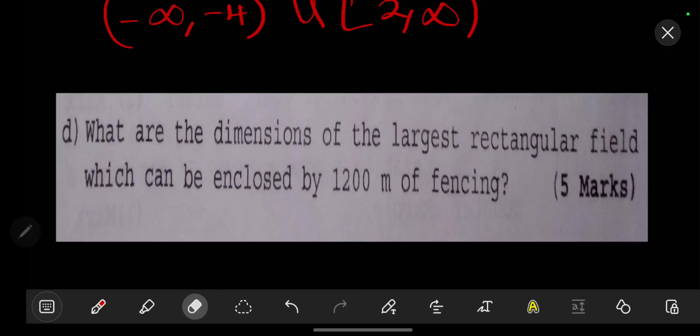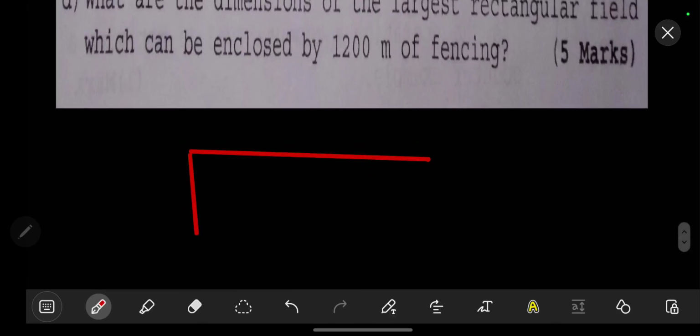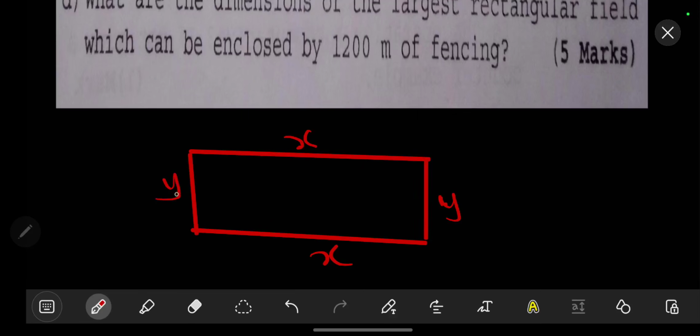So the next one is saying, what are the dimensions of the largest rectangular field which can be enclosed by 1,200 meters of fencing? So already it is a rectangular field, meaning it will look something like this. So let's call one side x. This will be our y, this will be our x, this will be our y like that. So that is the meaning.